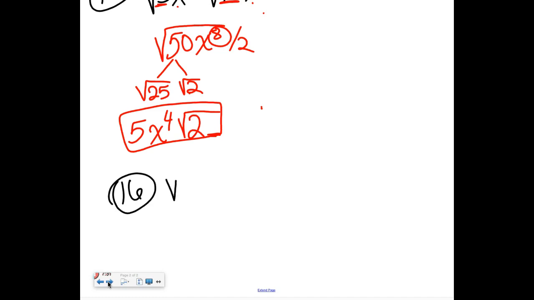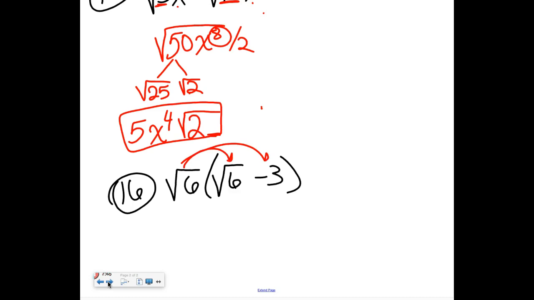for number 16 I have the square root of 6, and in parentheses I have the square root of 6 minus 3. So reminder, when it's written like this, this means we are going to distribute. So I'm going to take the square root of 6, and I'm going to multiply it to both of these. Now these two, they are both in square roots, so I can multiply those. So when I do that, I have the square root of 36. Yes, we will be able to do something with that later.